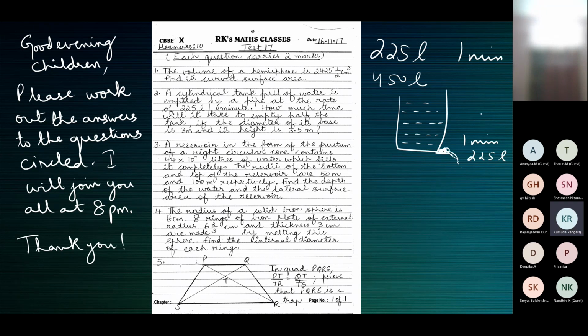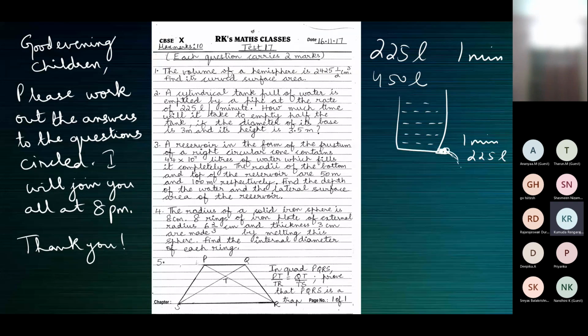How much time will it take to empty half the tank? So you don't want to empty the full tank. How much time will it take to empty half the tank? If the diameter of its base is 3 meters, that is, the radius of the tank is given to you. Diameter is given, so radius, and its height is 3.5 meters. Of course, to answer any question related to a cylindrical container, you need to know its radius and height.